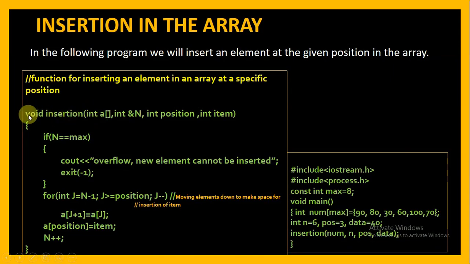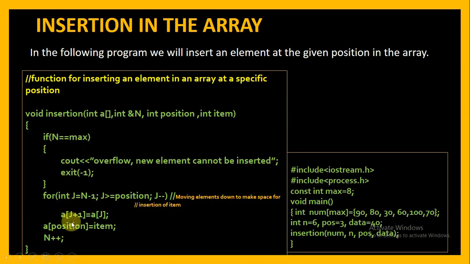In this insertion function, a is the name of the array. These are the formal parameters which I have received from main. Then int ampersand, by reference, I am sending the total number of elements, because after inserting, the number of elements will increase. And then I'm passing the position where I want to insert, and this is the item, the data item which I want to insert.